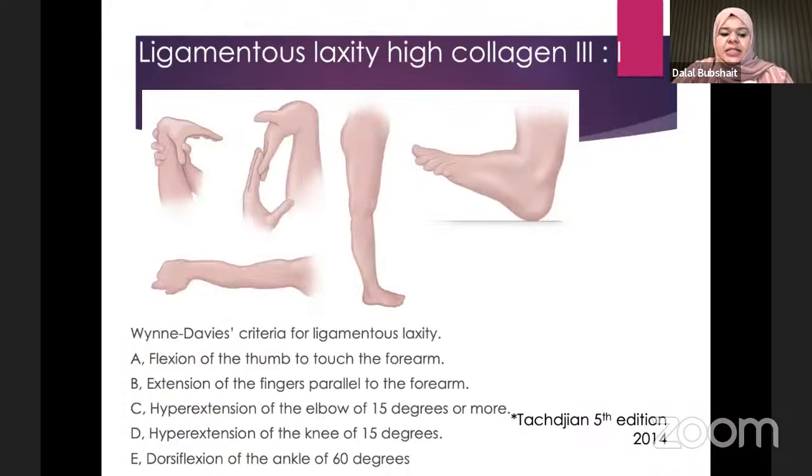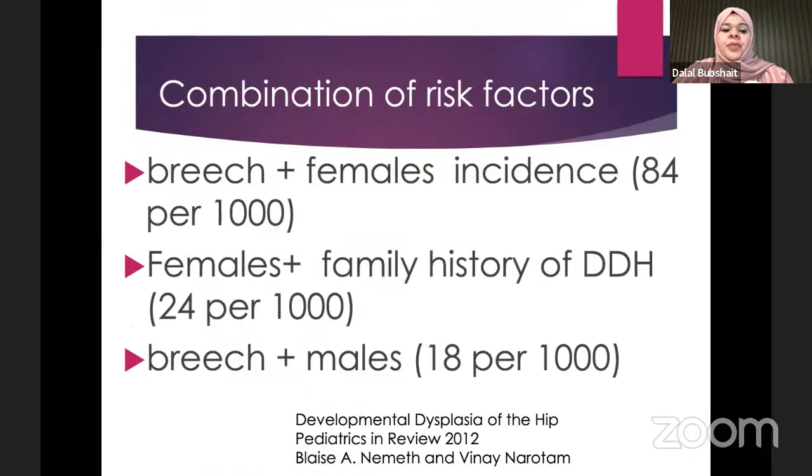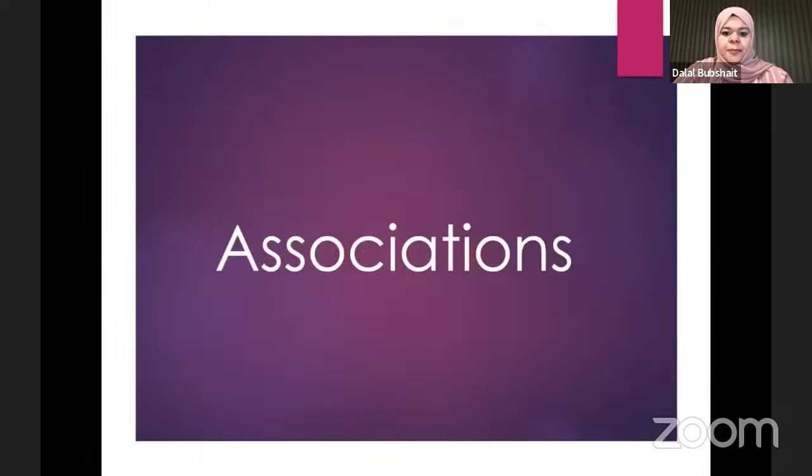Generalized ligamentous laxity would increase the DDH risk, and so would the combination of factors. So if you have a breech and a female, that will increase it up to 80 in 1,000. A female and a positive family history. Breech, even in males, will increase the risk of DDH. So beware of the combinations.